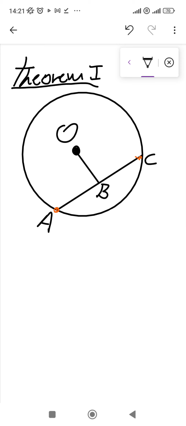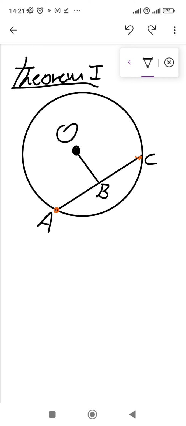Right. So in our last video, we spoke about theorem one. Let's just recap that quickly. We said that there's a line from the center that's perpendicular to the chord, and because the line is perpendicular to the chord, we know that that line bisects the chord, so those two will be equal. AB will equal BC. That is theorem one.